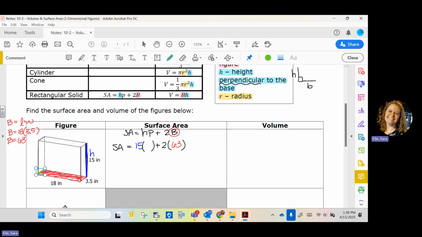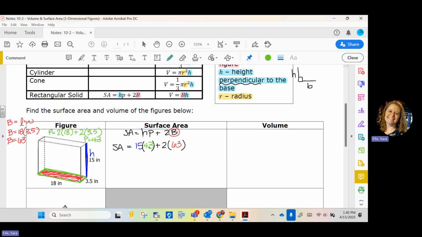So the distance around it. Okay, so all of these edges of this rectangle added together. To find that perimeter, I can do two things. I can just add all four sides, or I can use the formula: 2 times the length, so 2 times 18, plus 2 times the width, which is 3.5. So I can calculate this perimeter. 2 times 18 plus 2 times 3.5 is 43. So the perimeter of the base is 43.